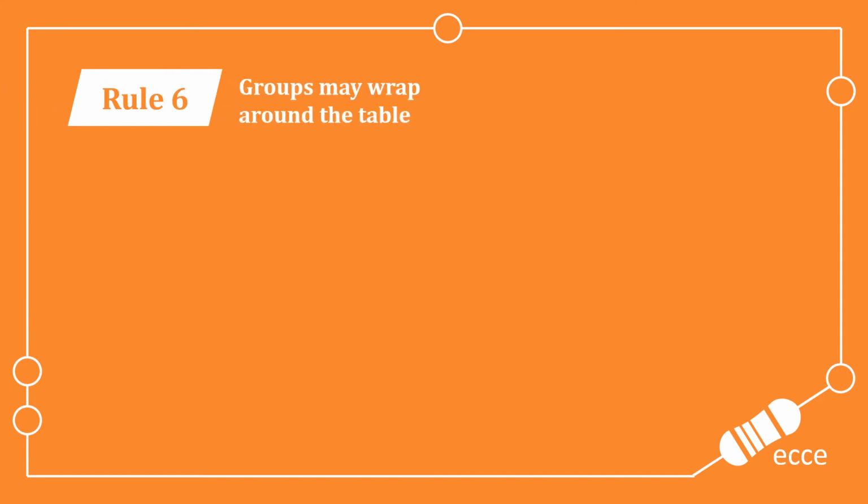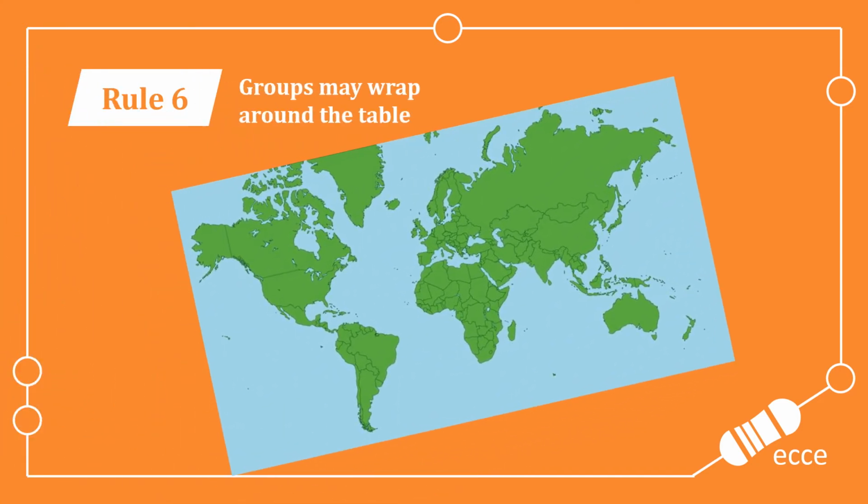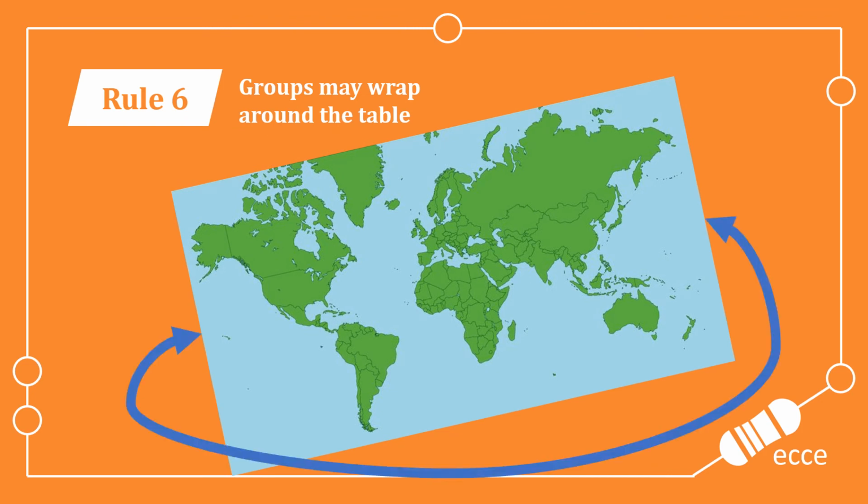Rule 6. Groups may wrap around the table. Confused? Well, you can think of KMap like a world map. The technique must be useful for all adjacent cells of the KMap, even when they appear to be not adjacent. The top row is considered to be adjacent to the bottom row and the rightmost column is considered to be adjacent to the leftmost column, as if the KMap surrounds from top to bottom and right to left.